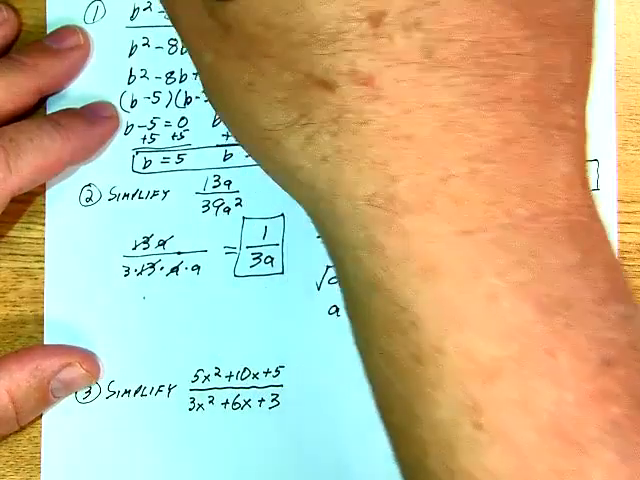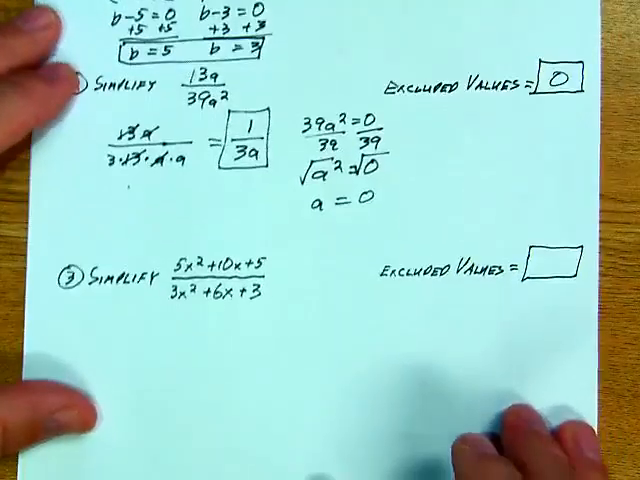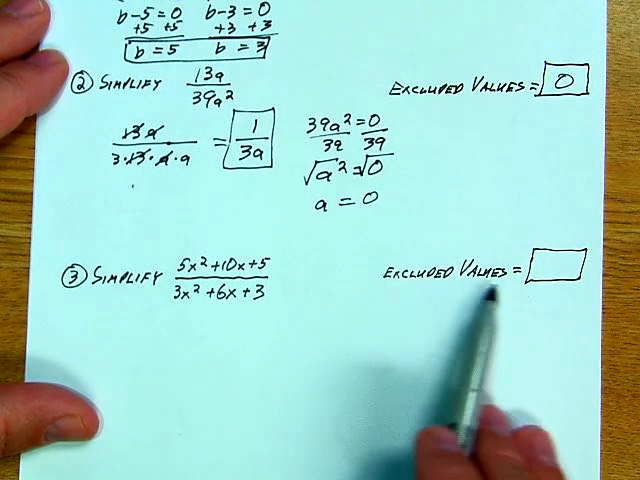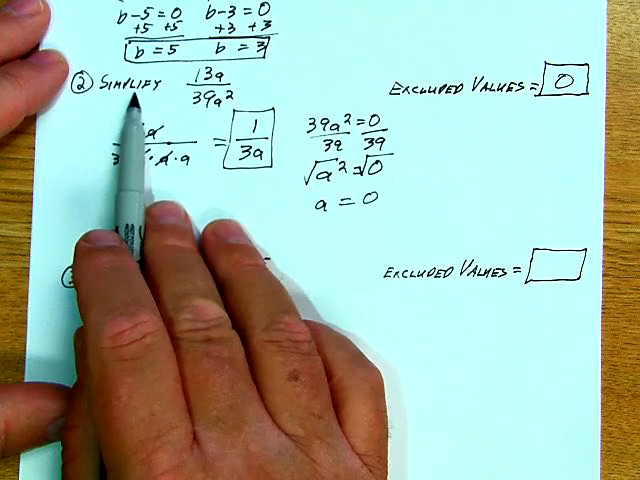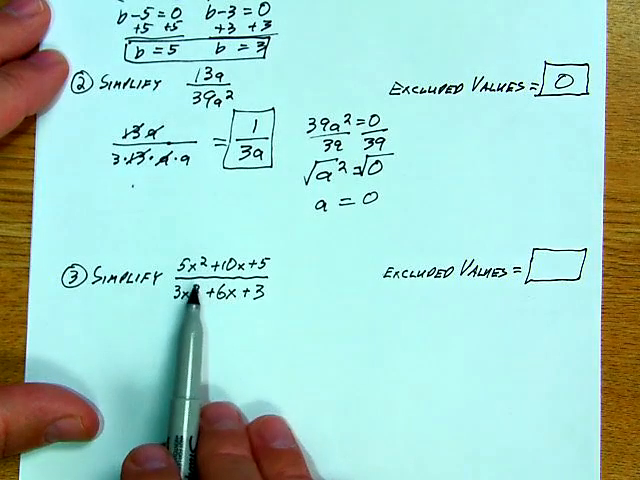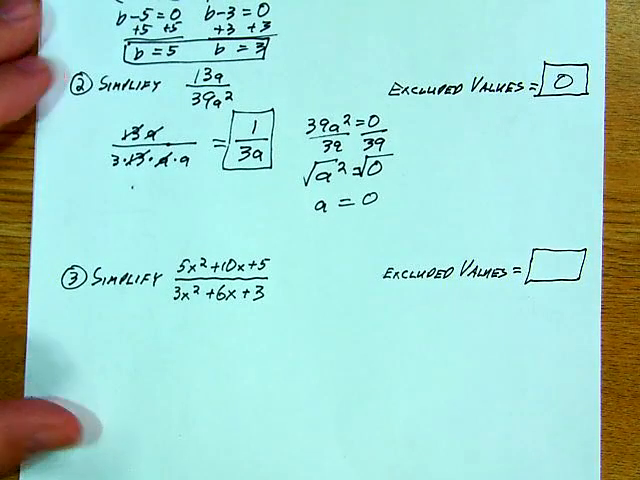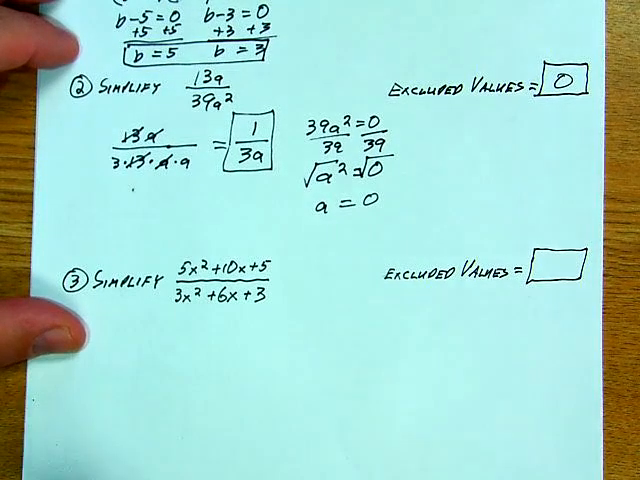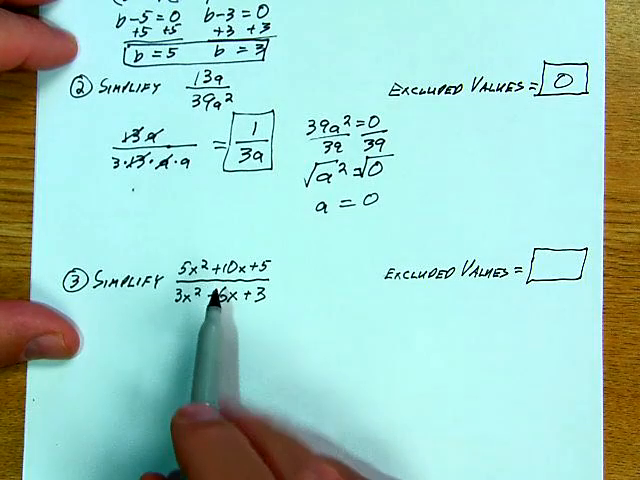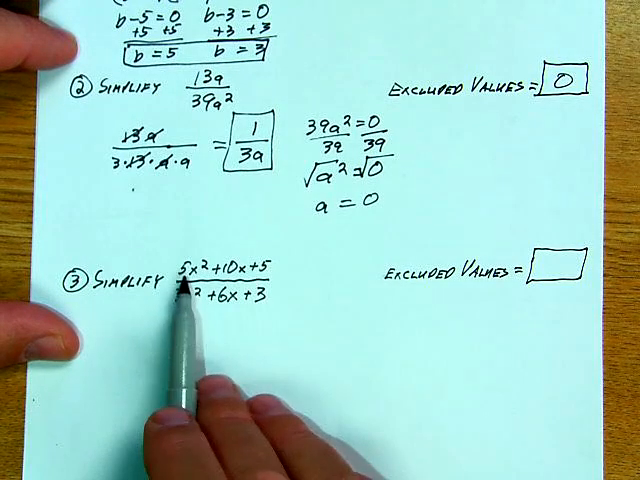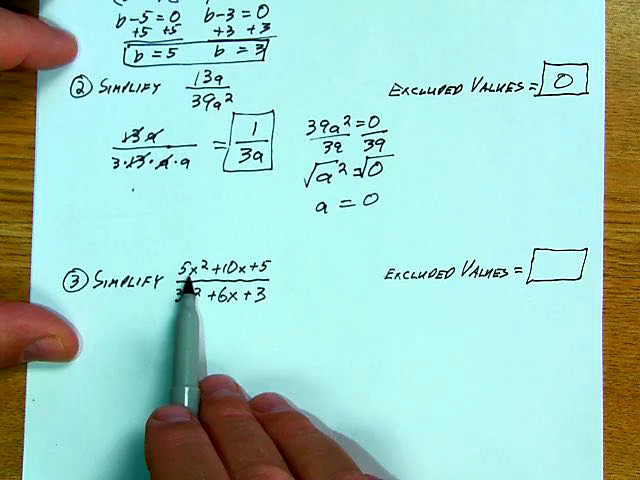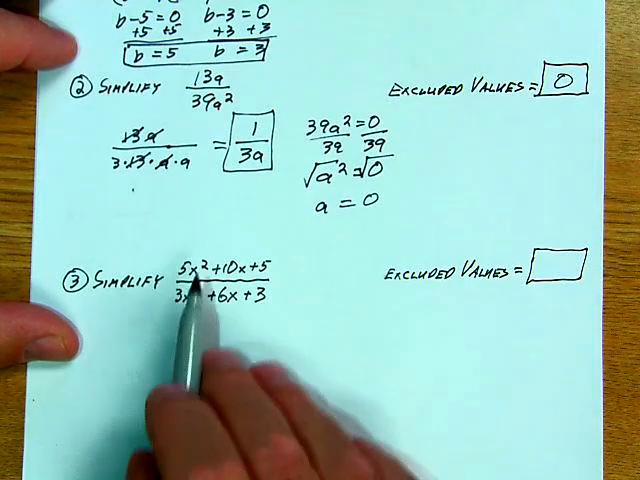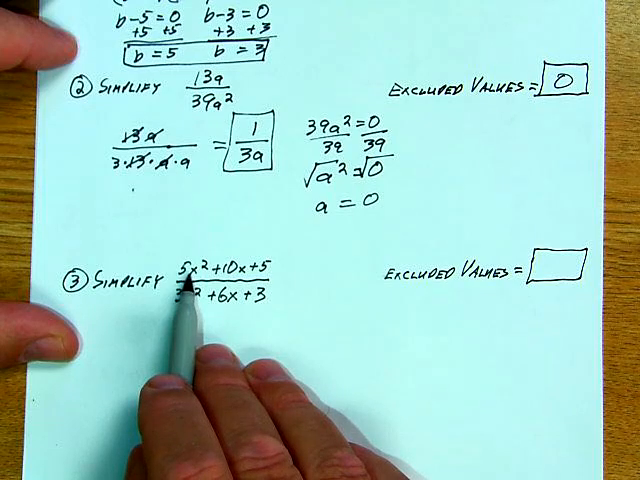All right, now let's look at the last problem in the quiz. It's just like the second problem. It's asking us to simplify, and then it's asking us for an excluded value. But this time, instead of simplifying a monomial over monomial, we have a polynomial over a polynomial. The very first thing we need to do is factor these. And the first thing I notice on this top one is that there is no single value of x. It's not 1x, it's 5x.